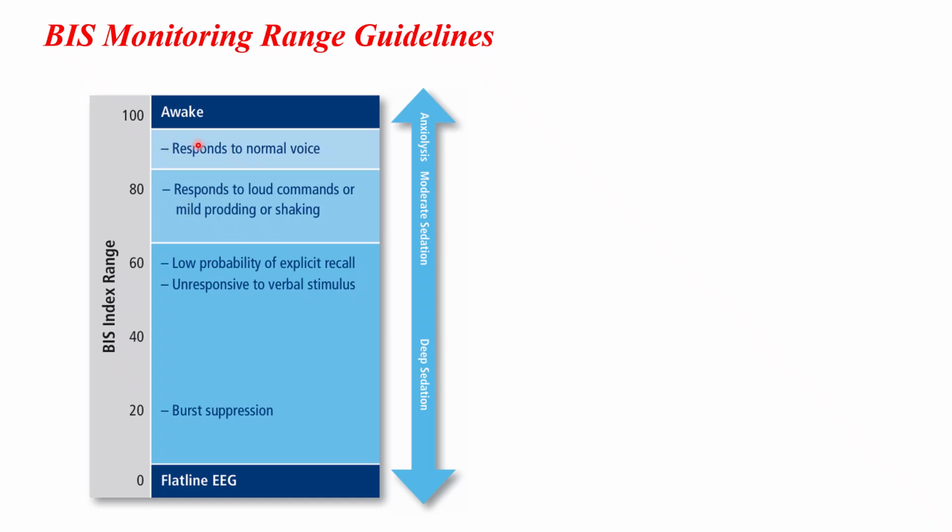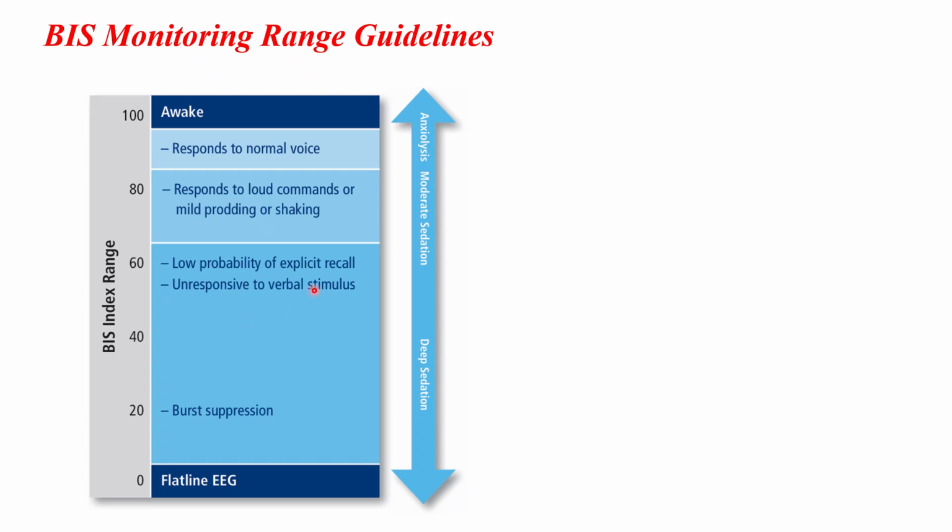At 100, which is the top of the scale, the patient is fully awake and alert. 80 to 100 is light sedation: the patient is calm but easily responsive to normal conversation. 60 to 80 is moderate sedation: the patient responds to loud commands or gentle shaking. And 40 to 60 is deep sedation: the patient is unconscious and unresponsive.